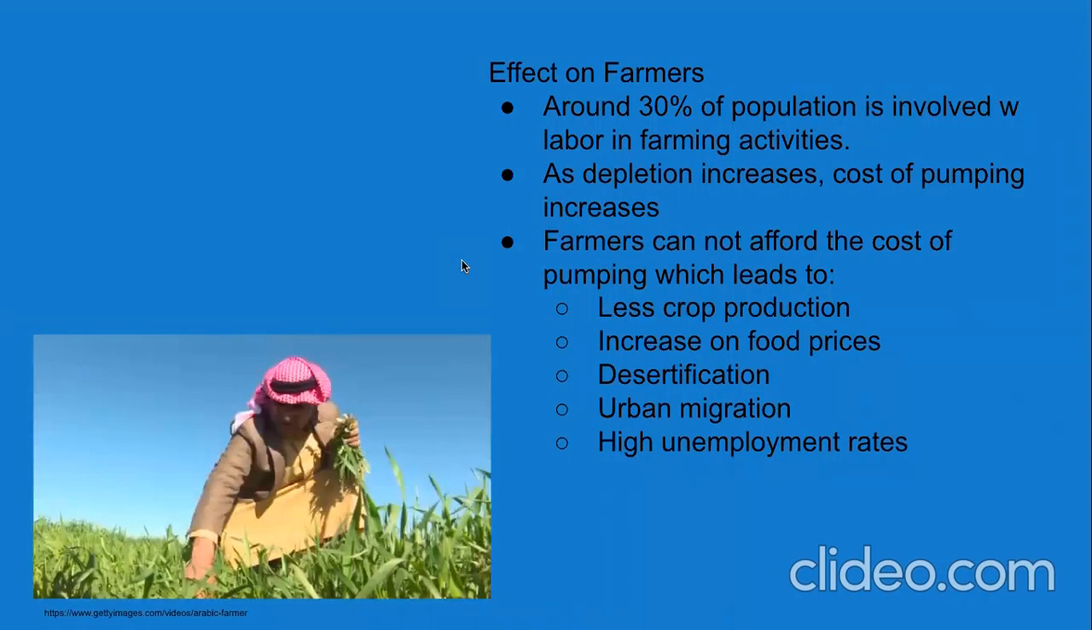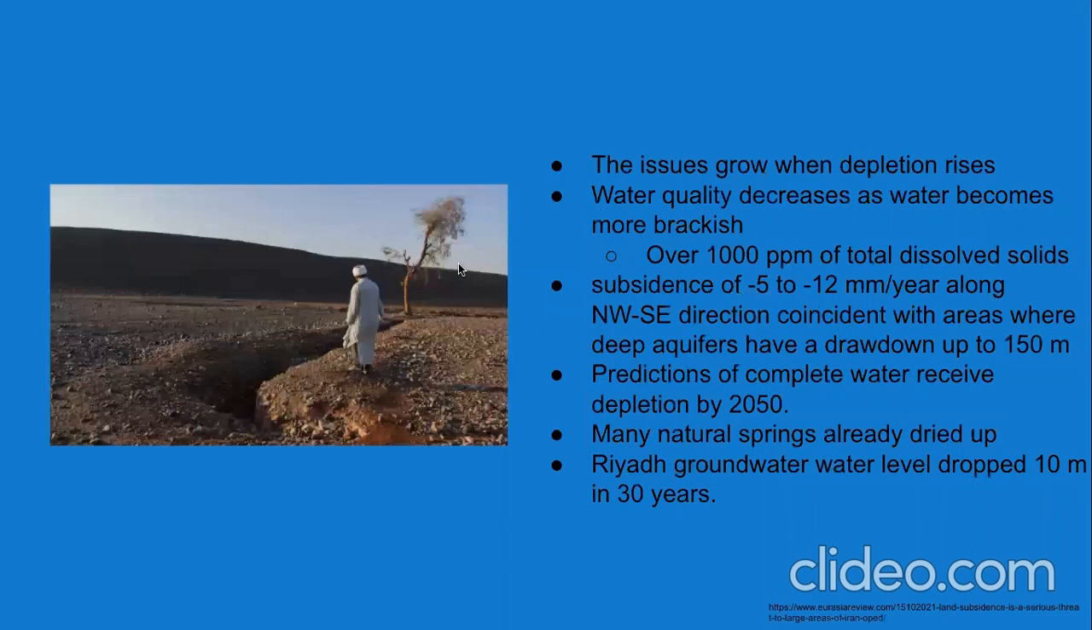So the effect on farmers: around 30% of the population is involved with labor activities and farming life. And as depletion increases, the cost of pumping the water increases. So farmers cannot afford to grow their crops, and it leads to less crop production, which leads to an increase in food prices, which means more farmers are going to abandon their farmland, which leads to desertification, urban migration to larger cities, and then just high unemployment rates. And then there are many more issues that happen when depletion rises.